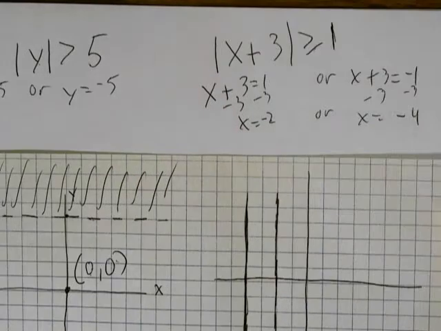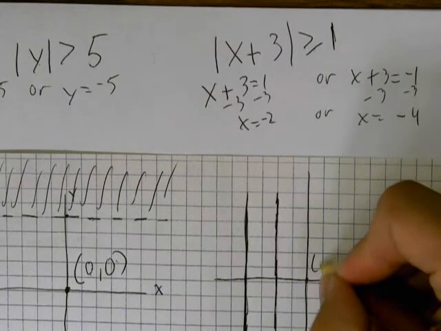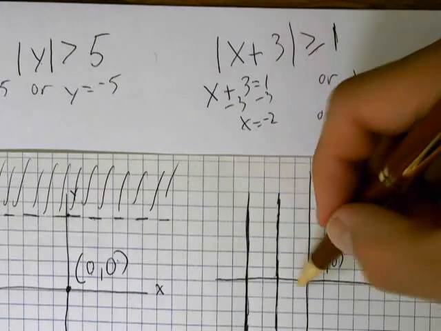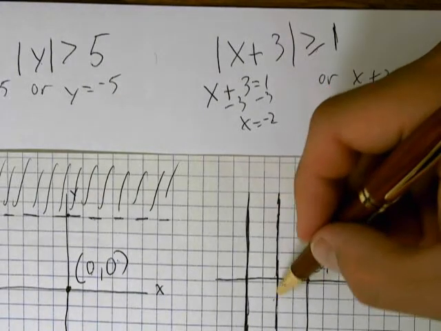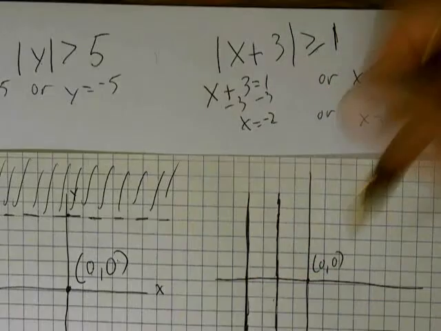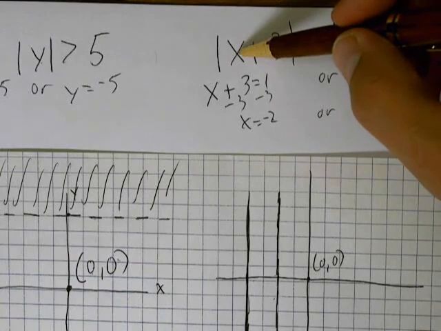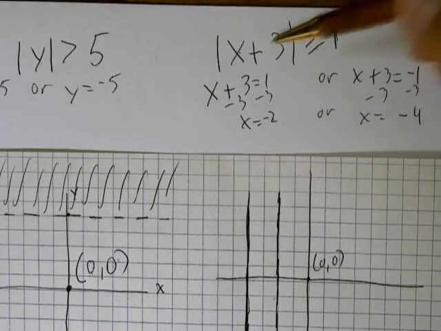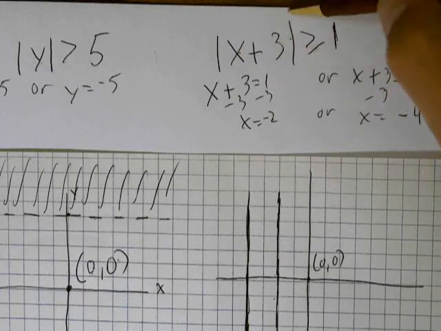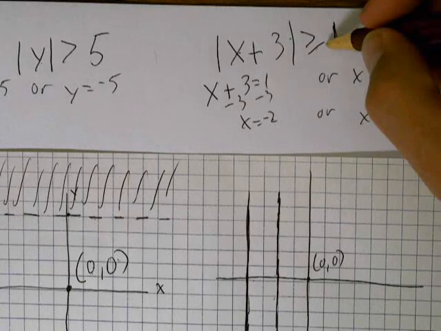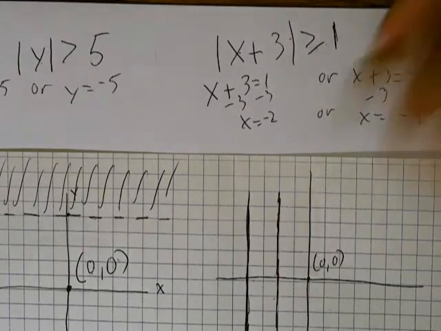Okay, now I'm going to test a point. I'm going to test my point 0, 0 again. Why am I testing 0, 0? Well, the only requirement is it can't be on either of these two border lines. So it fits my criteria. It's an easy number. I'm going to try it. Putting in 0 for x, so 0 goes here. There is no y, so I don't have to worry about it. 0 plus 3 is 3. Absolute value of 3 is 3. 3 is greater than or equal to 1. That's true. So this point should be shaded.